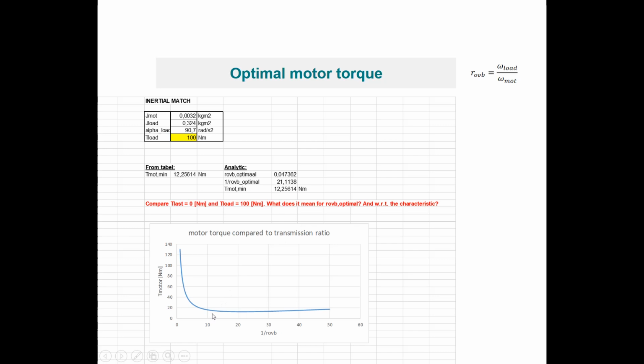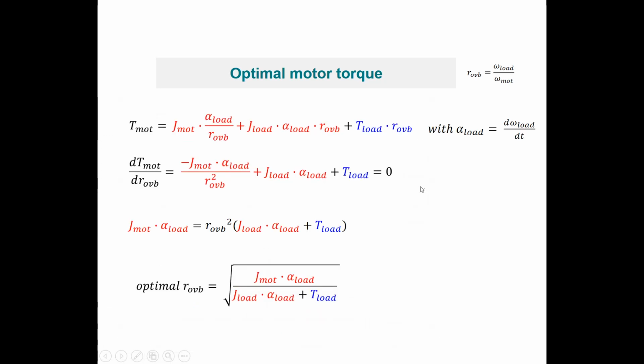You can also calculate the minimum value of this curve, and you can do it the same way as we did when calculating inertial match, but then you have to take into account that static motor torque over here, which is the load torque multiplied by ROVB. So when you take that into account and then take the derivative of the motor torque towards the ROVB, and you calculate the lowest value, so we set this derivative to 0.